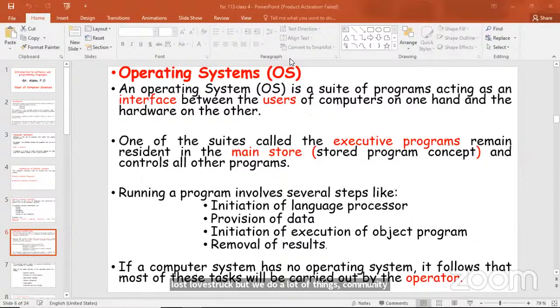Please define a stored program concept. Sir, you mentioned something about this, the stored program. I don't know what that is. Please, sir, define a stored program concept. Okay, what is stored program concept saying?